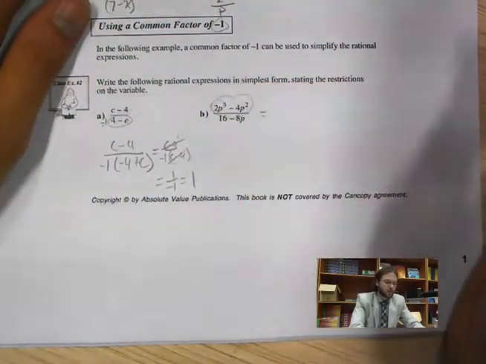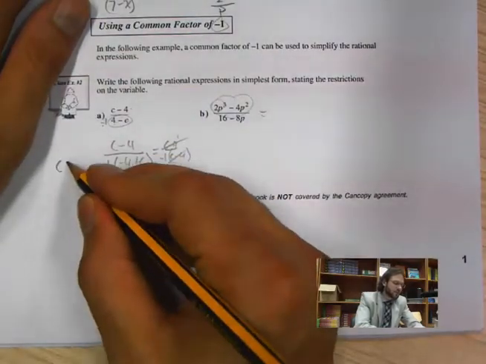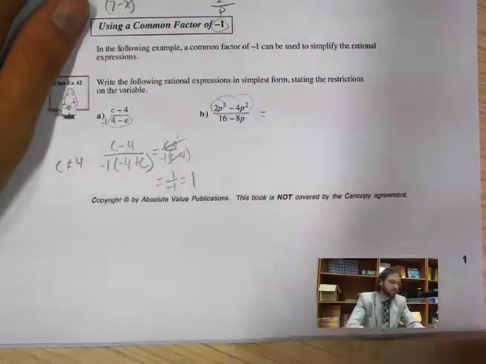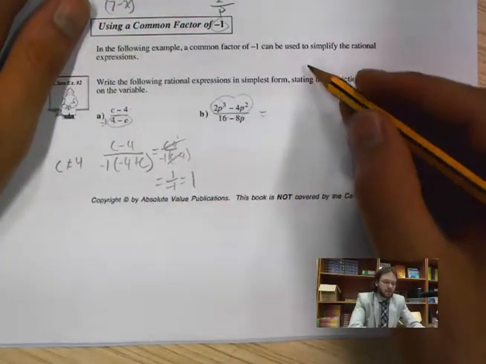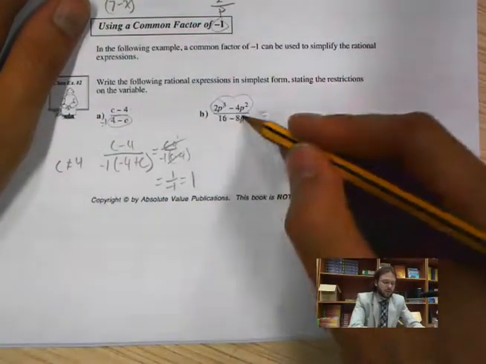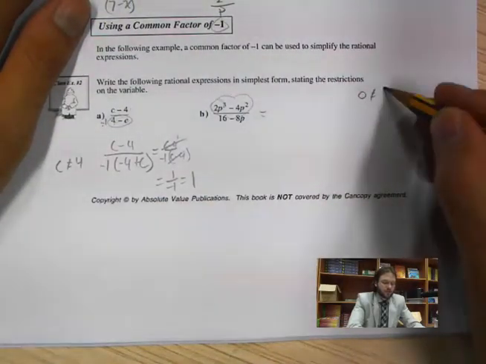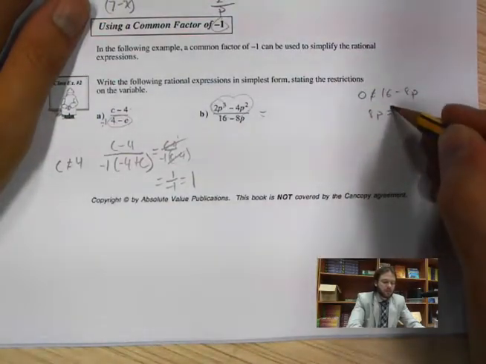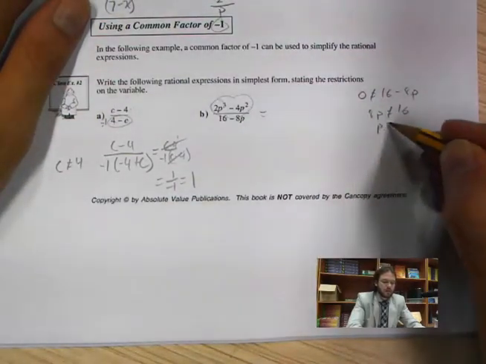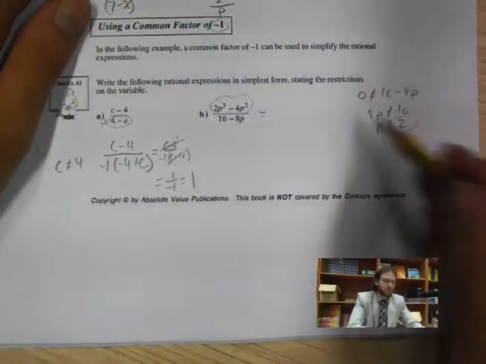Simplify it first. Okay? Oh, stating the restrictions. Forgot to state the restrictions. C cannot equal 4. Okay? So let's take a look at this here. I want to take a look at the restrictions. So I have 0 cannot equal 16 minus 8p. So 8p cannot equal 16. P cannot equal 2. So we found that one. That's good. Okay, so that's my restriction.